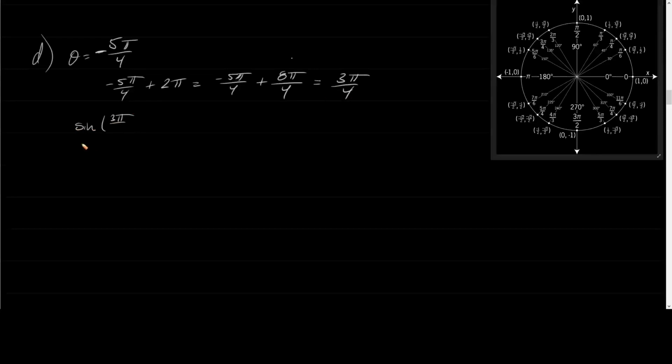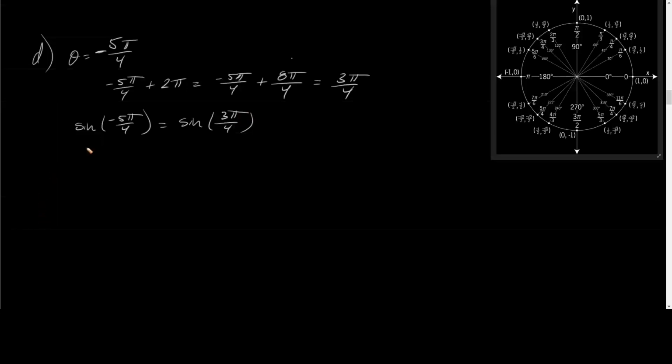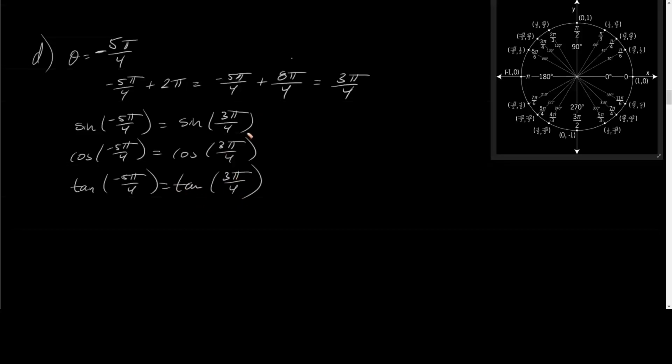Well, actually, let's do it this way. What is sine of negative 5 pi over 4? It would be the equivalent of saying sine of 3 pi over 4. Similarly, cosine of negative 5 pi over 4 would be the same thing as cosine of 3 pi over 4. And the rest becomes the same. Tangent of negative 5 pi over 4 becomes tangent of 3 pi over 4. And what are these values going to be?